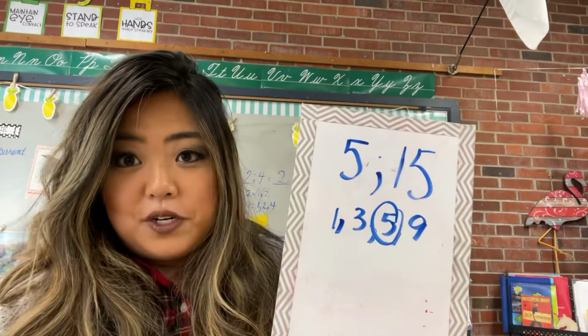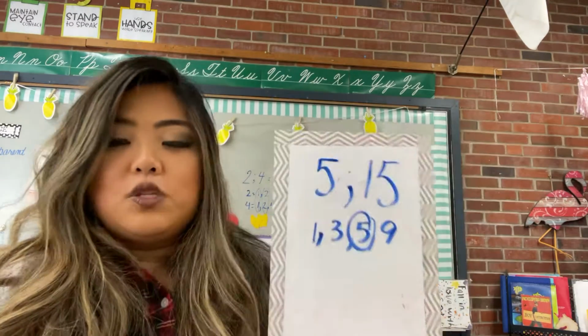The greatest common factor is 5. It's not 3 because 3 is not a factor of 5. It has to be a factor of both of them. That's why it's called the greatest common factor, because it's what they have in common. All right? The next one is 8 and 12.